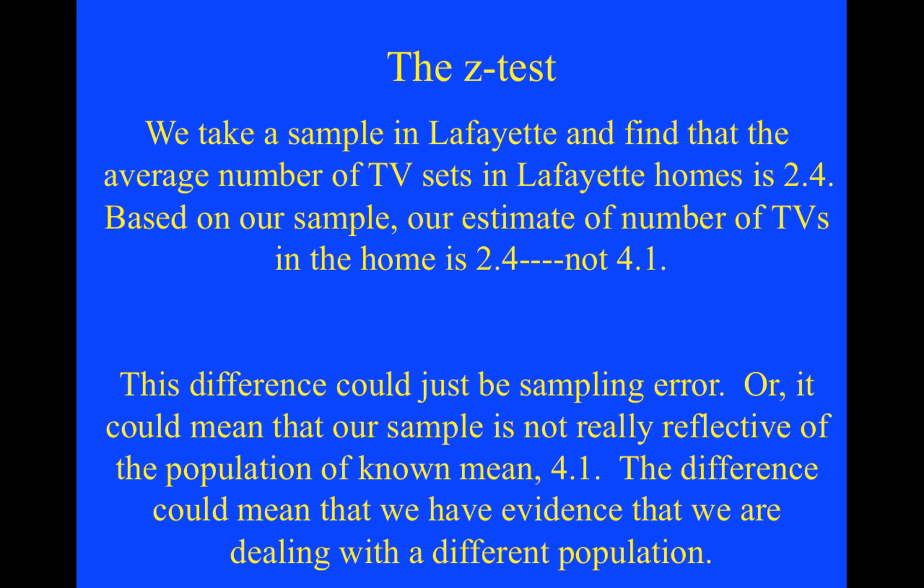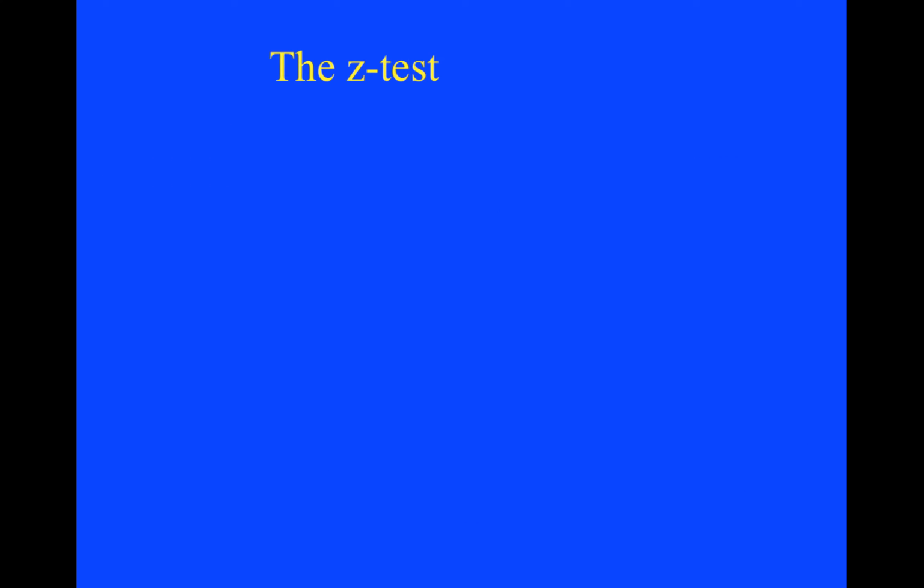Now, the difference between our sample of 2.4 and 4.1 could, again, just be sampling error. It's not a mistake, it's just the difference that emerges from our particular sample and the national population. Or it could mean that our sample is not really reflective of the population of known mean 4.1. That is, our sample does not represent that larger population. The difference could be evidence that we're dealing with a different population, that Lafayette is so different from the national population that we ought to conclude our sample represents a different population.